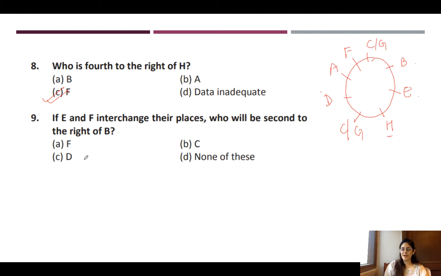And then we have, if E and F interchange their places, who will be second to the right of D? So if E and F interchange, then in place of E there will be F and in place of F there will be E. So now who is second to the right of B? So B is here, and who will be at his second right? E. So E is not any of the options. So the correct option would be none of these.